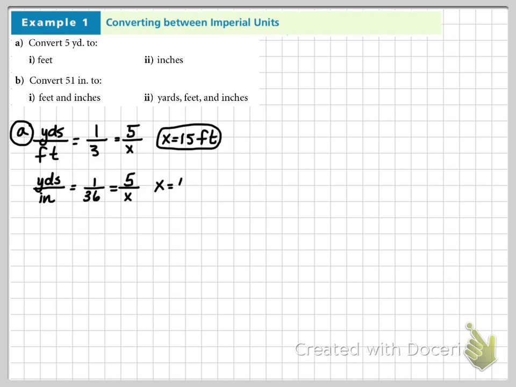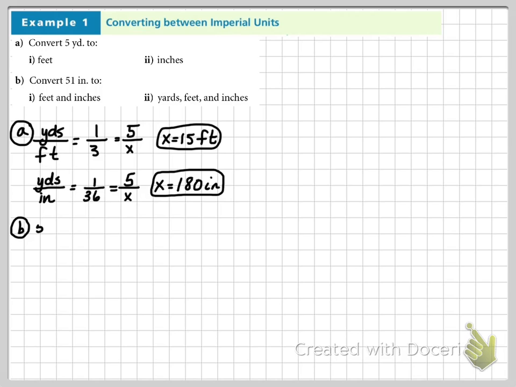If we compare yards to inches, we have 1 yard is the same as 36 inches. So now 5 yards is going to be x inches. Cross multiply again. 1 times x is x, and 36 times 5 is 180 inches.